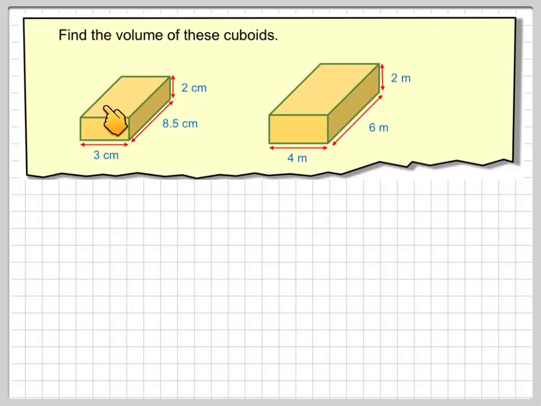So a cuboid can be thought of as a box, sometimes known as a rectangular cuboid. So we've got this length here, or this width here, which is 3 centimeters. This is 8.5 centimeters, and this is 2 centimeters.